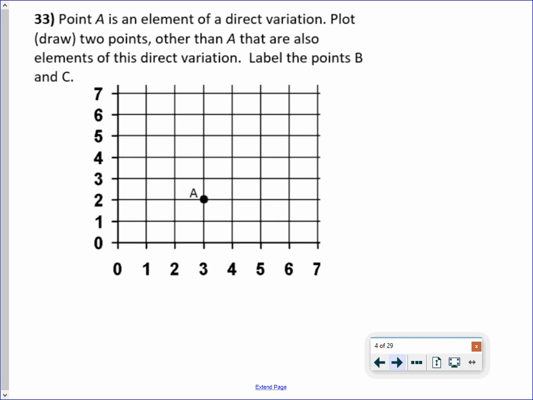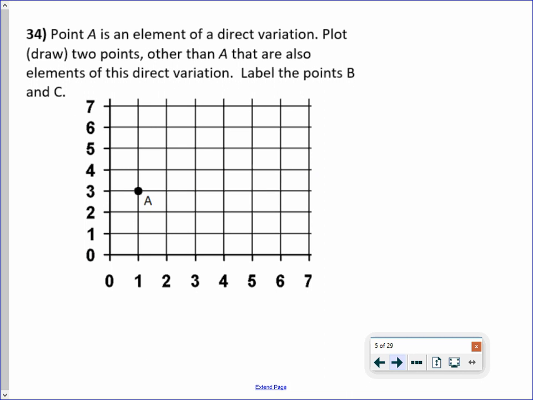All right, point A is an element of direct variation. Draw 2 points other than A that are also elements of this variation. Label those points B and C. So the key is that all direct variation problems go through the origin. So that's point B. Now, it's a straight line, and so the rate of change is constant, and so this is up 2 over 3. So to find our next point, we go up 2 and over 3, and there's point C.